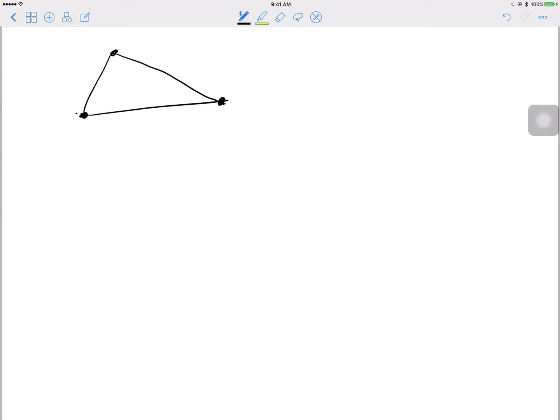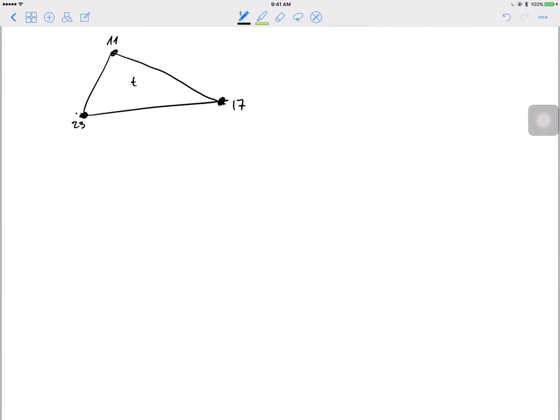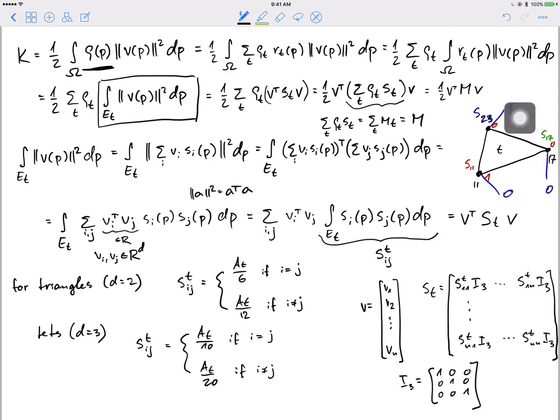Let's say that the indices of the vertices are, I don't know, 11, 23, and 17. Okay, this is a triangle T. The T could also be some number like 15 or whatever. And then the mass matrix contribution for this element, this M_T that came up here, is the product of the density for the element T times this S_T matrix. That S_T matrix, that's this guy over here.